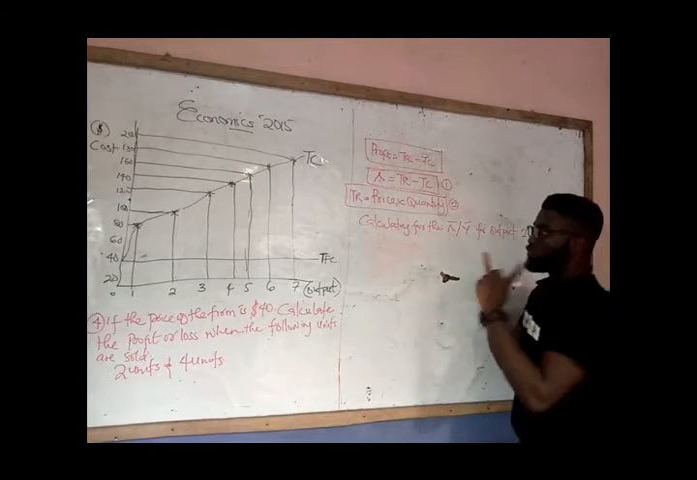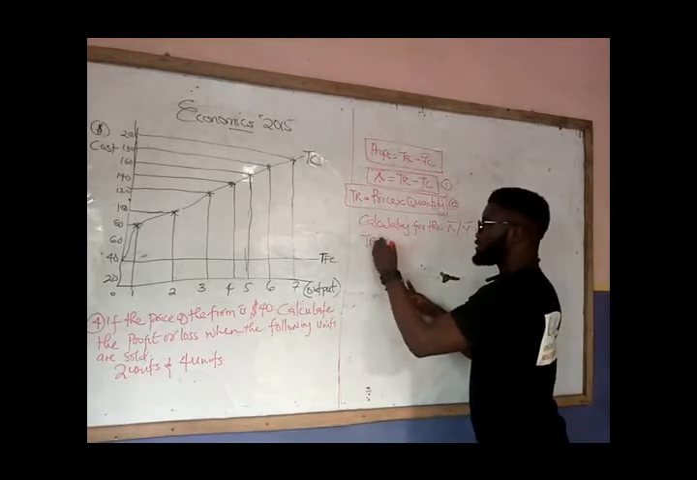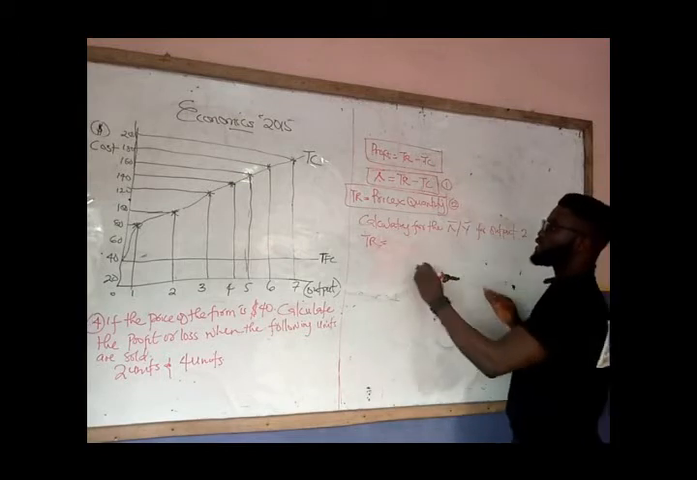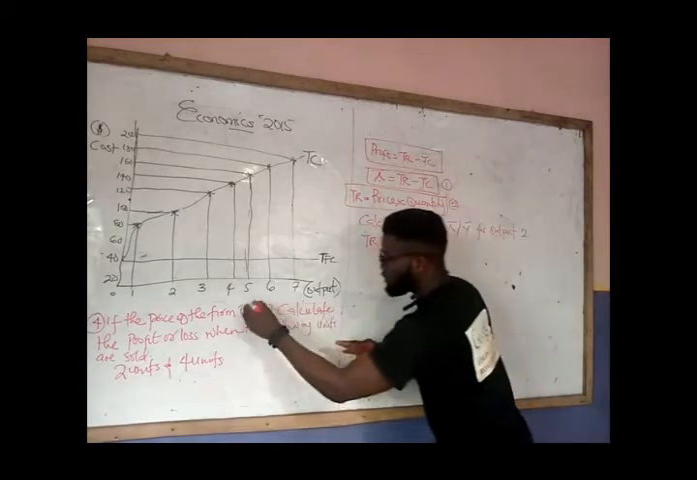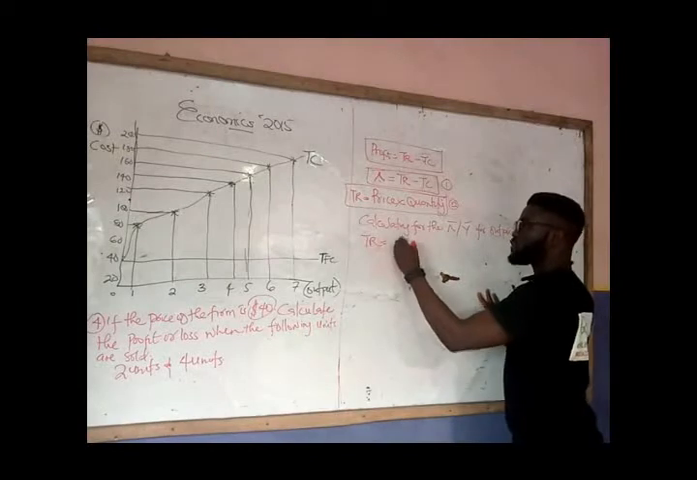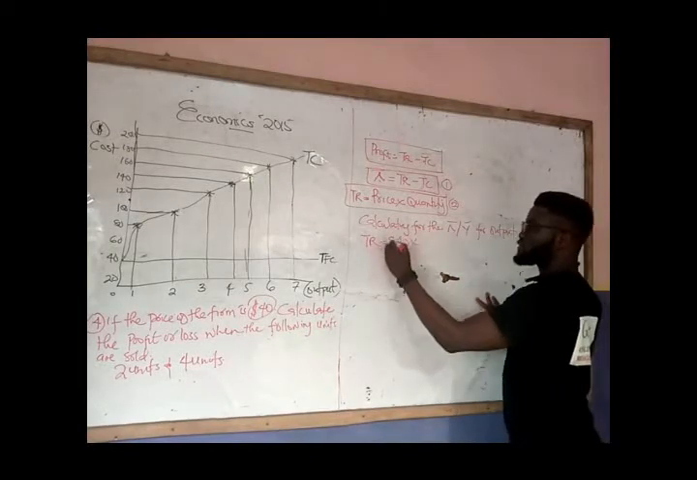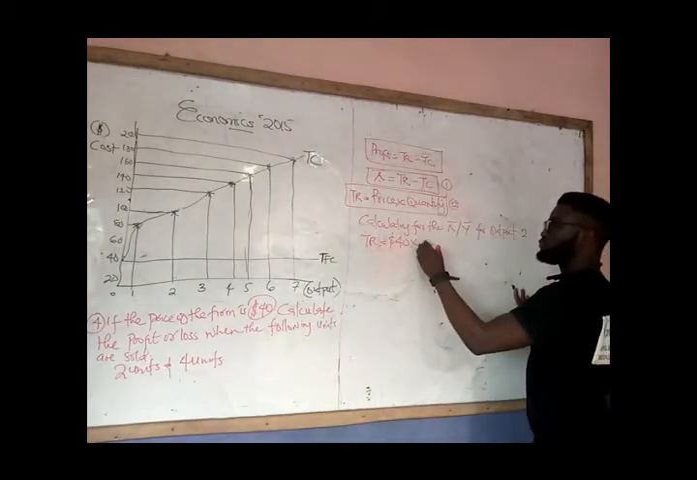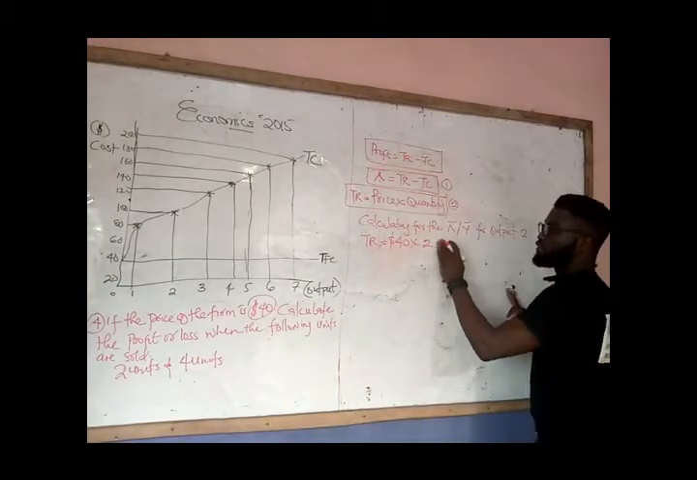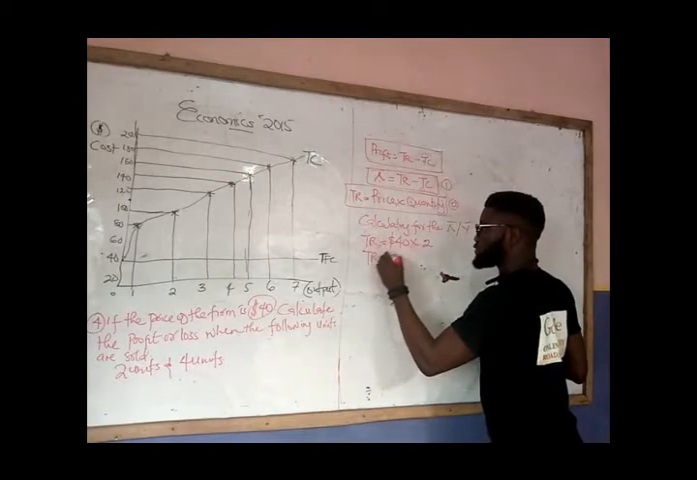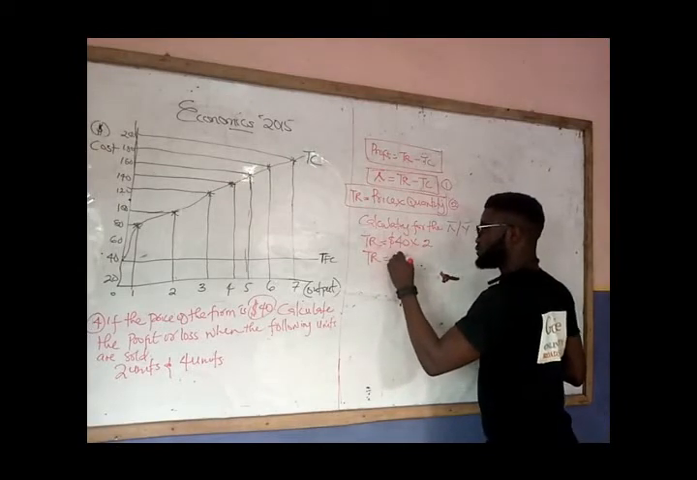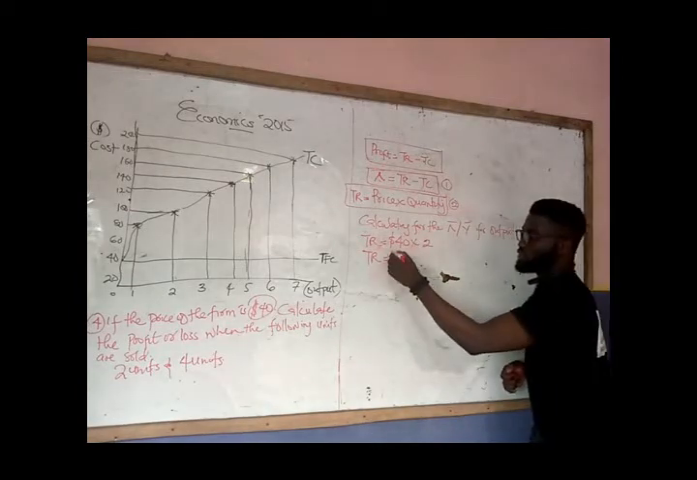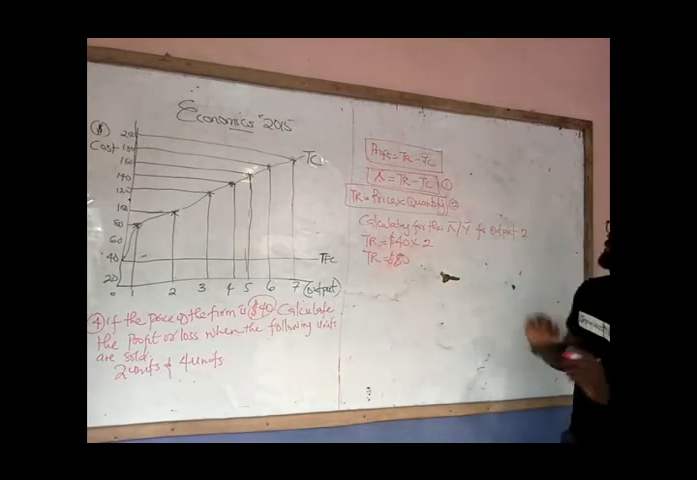So don't forget, you say TR to get the total revenue first, because you need this to calculate your profit. What was the price given? $40. So you say $40 times, what was the unit given? 2. Which is now your total revenue equals to what? $80. The total revenue equals $80.